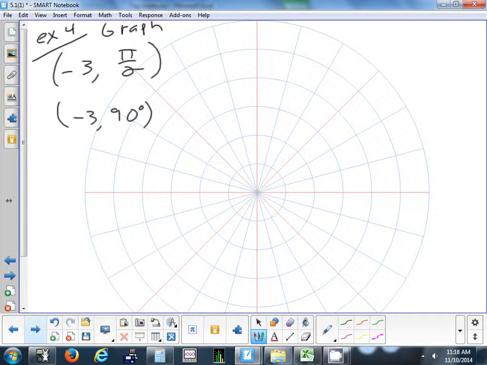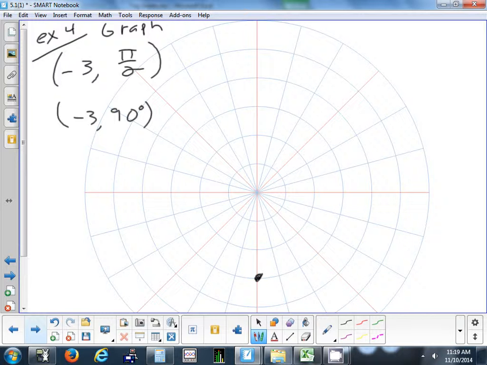Paige, what's my first step? Yep, 3 to the left. How'd you know it was left this time, not right? Good. Because that 3 was negative, we go to the left. And then we have to move 90 degrees. How about, Tom, which way do we move now? Counterclockwise. That's that way. Okay. Counterclockwise. Okay. Any question on that one? So you move 3 to the left, and then 90 degrees counterclockwise.